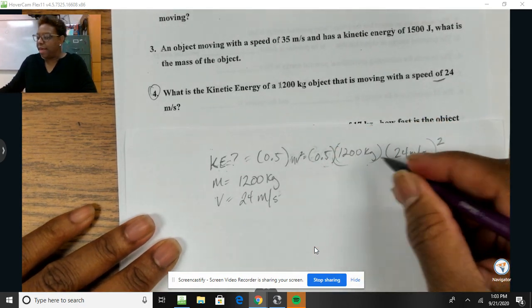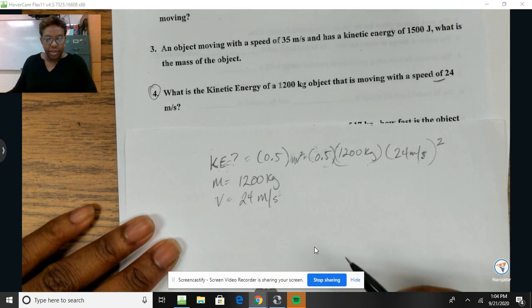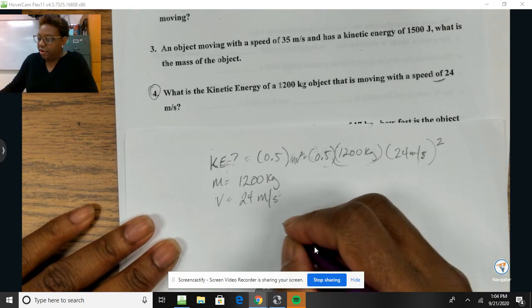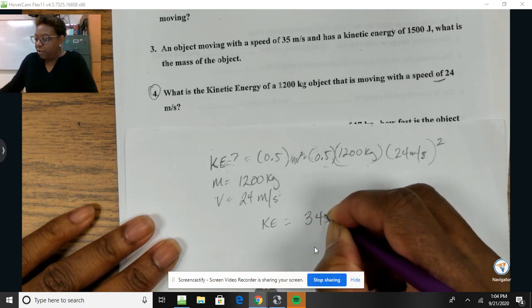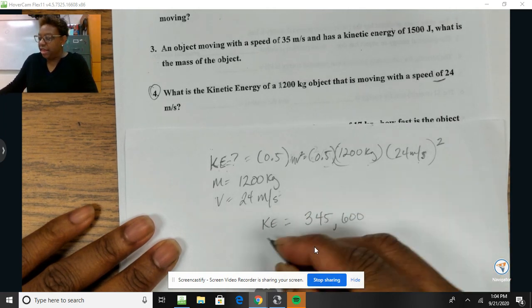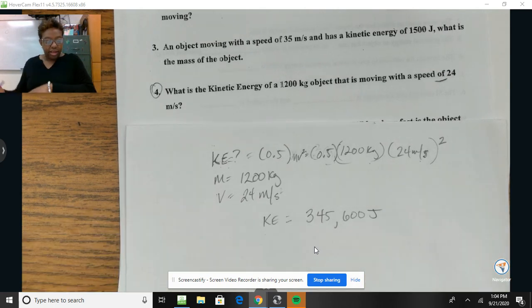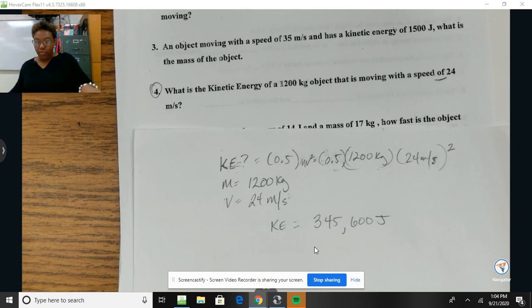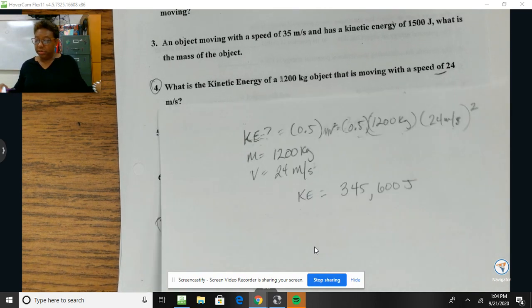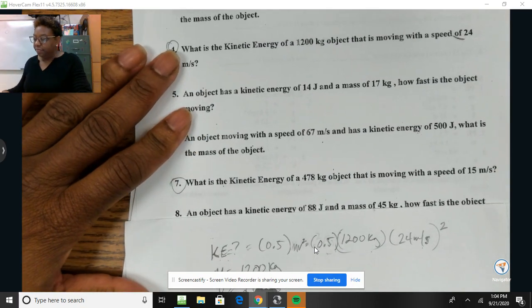Because it's 1/2 mass times velocity squared. Okay, so when you plug this in, we get a very big number. The kinetic energy is equal to 345,600, and the unit of kinetic energy is joules. I'm going to do another example, number 7.